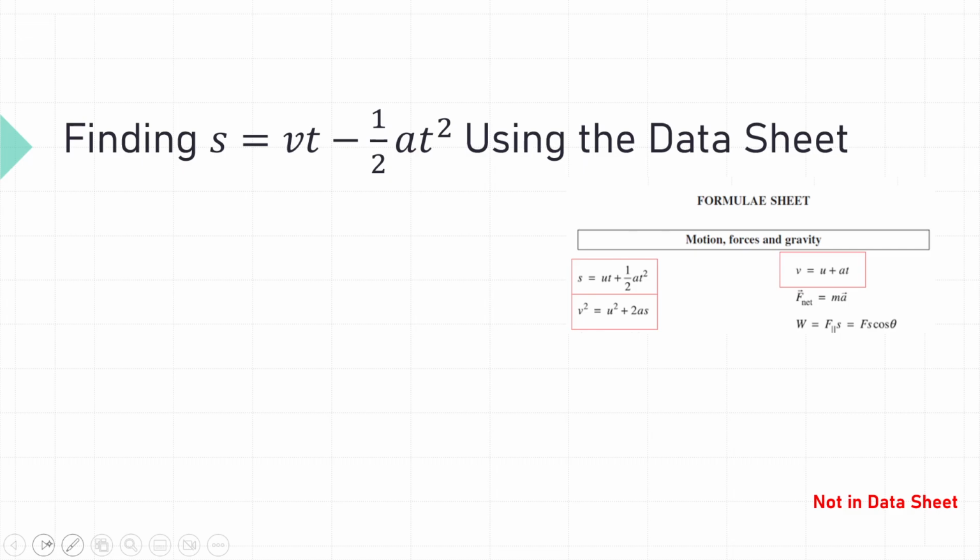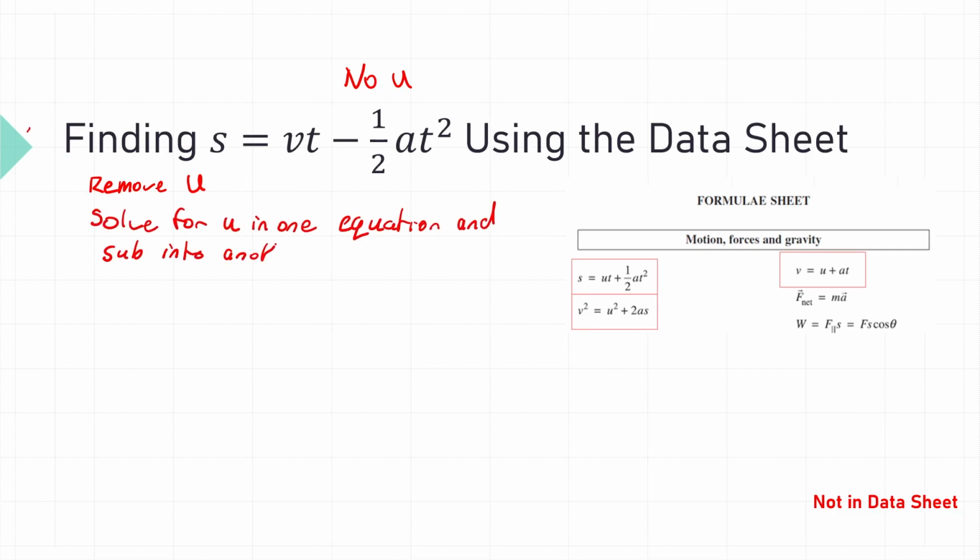The final one that we're going to look at today is finding our fifth kinematic equation, again using what's available to us, the three equations in the data sheet. In this case, what we have is no u, so no initial velocity in the formula. That means we need to use the formulas that we have to remove u. To remove u, we need to solve for u in one equation and substitute that expression into the other. In this case, I found it easiest to solve v equals u plus at and sub into s equals ut plus a half at squared.